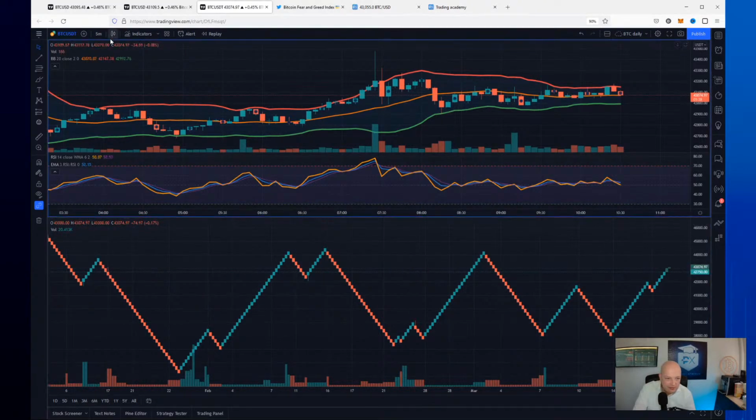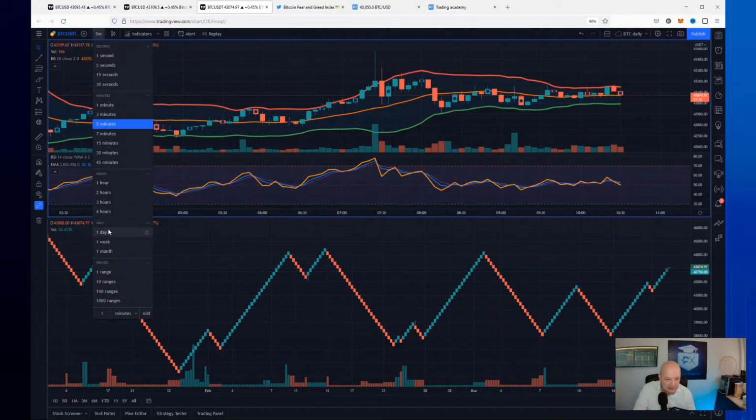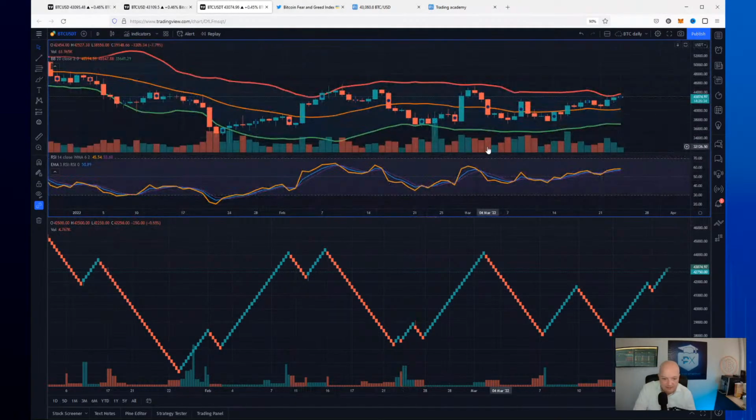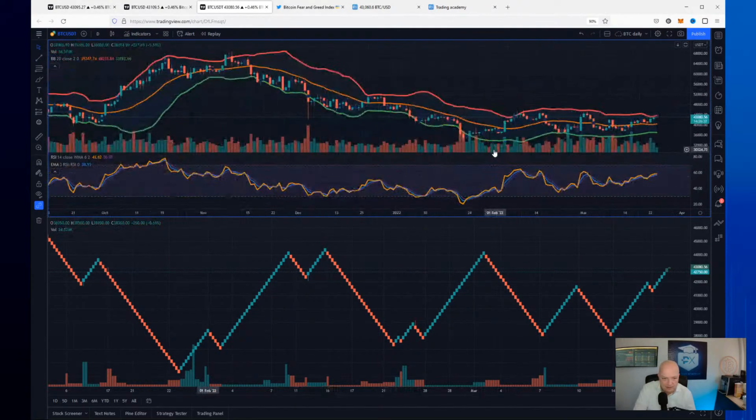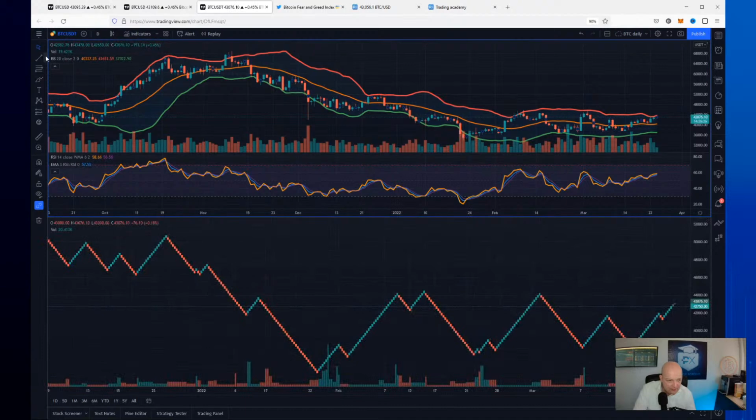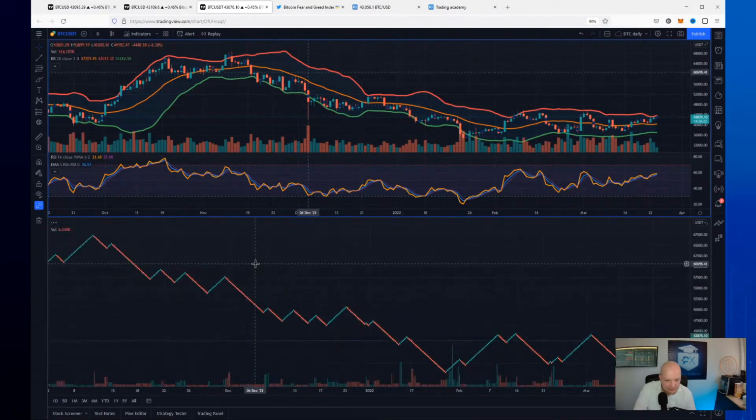If we compare here, I'm going to set both charts to daily here. Is this daily? Yeah, it is. So if we go back here now to November, we get the cross.